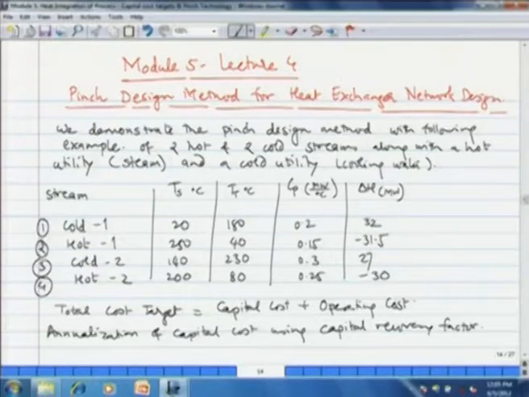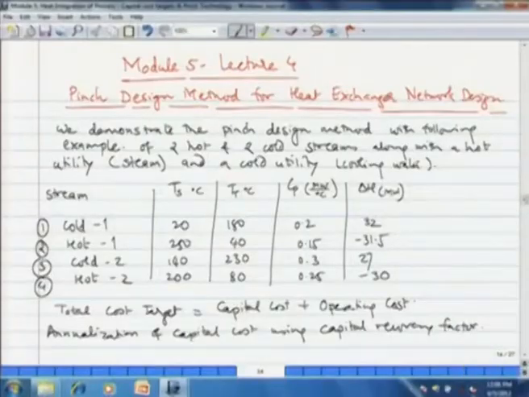Welcome. In the fourth lecture of this module, the heat integration of the process, today we shall see the pinch design method for heat exchanger network design. In the previous lecture, I introduced you to this method. After identification of the targets for the heat exchanger network, we shall now start placing matches between the process streams, and the pinch design method is essentially an algorithm for that matching.